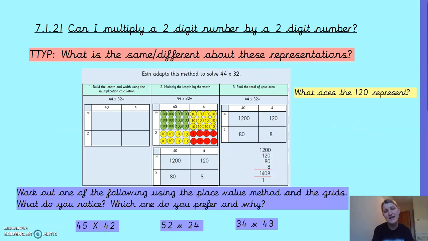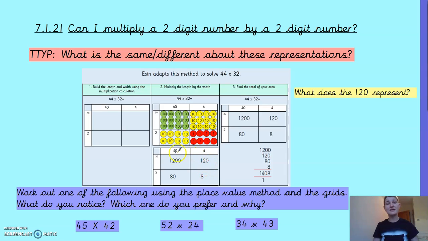Because if I go onto my next screen, you can see we've got 3 or 4 representations here that Essin has adapted to solve 44 times 32. Okay, so if we look in the middle, instead of using base 10, Essin has used place value counters. At the bottom here, instead, and I think it's the same over here.